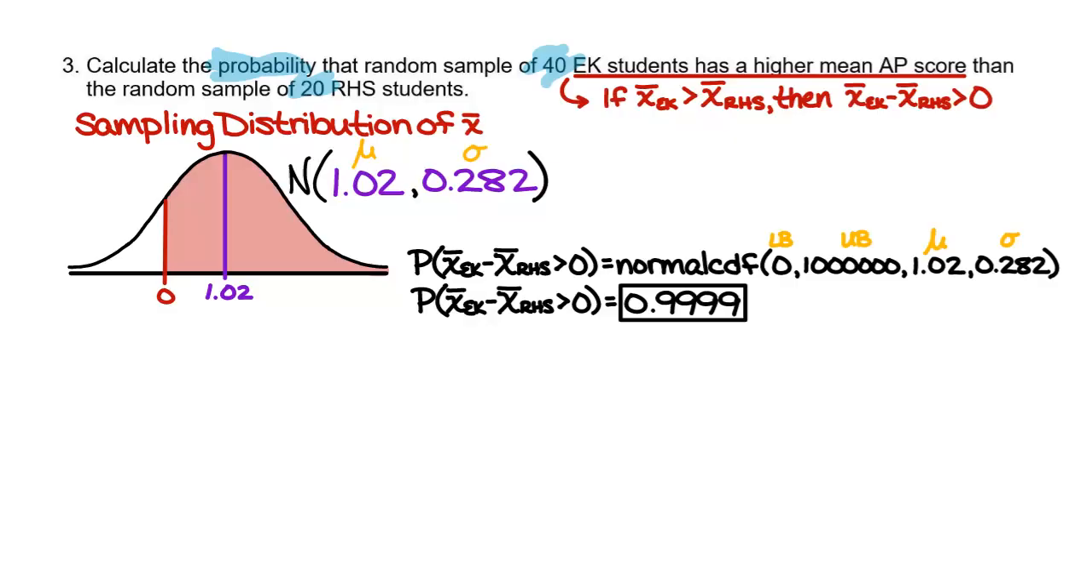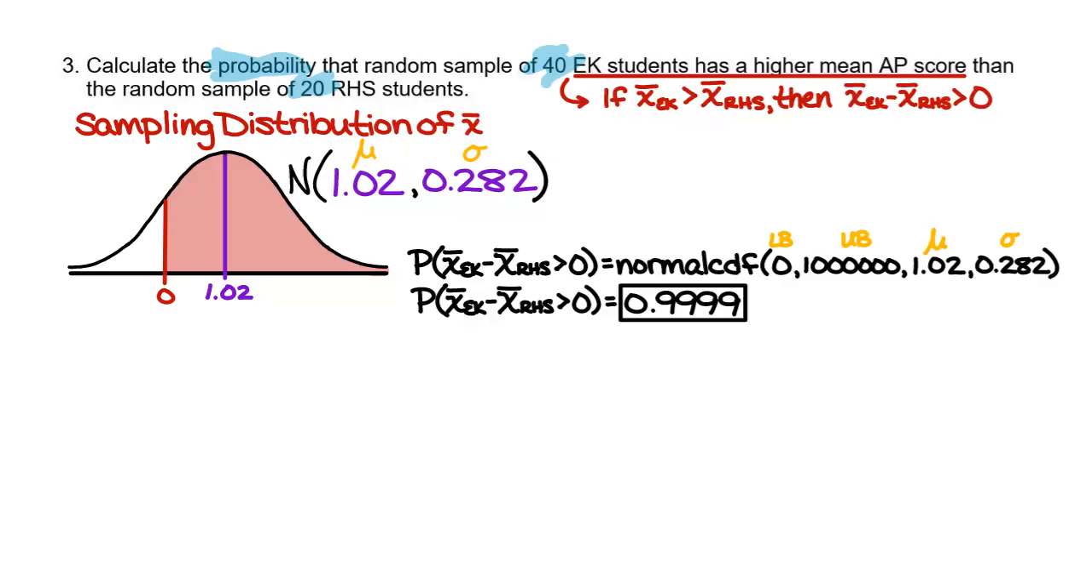Word of warning here. I love that you said 0.999. I would never round this up to 100%. If you round this up to a solid 1, you're saying there is a 100% probability. It is guaranteed that the sample from East Kentwood is going to have a higher average than the sample from RHS. I don't know that it's guaranteed. It's practically guaranteed, but there's a little bit of wiggle room. Unless what comes out on my calculator is exactly a 1, I'm never going to put down a 1 or a 100% for this. So even if it comes out to 0.999, I will leave it as 0.999.